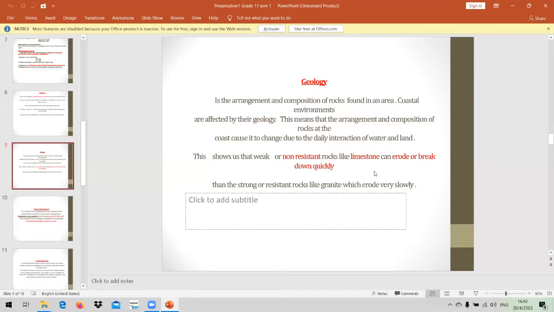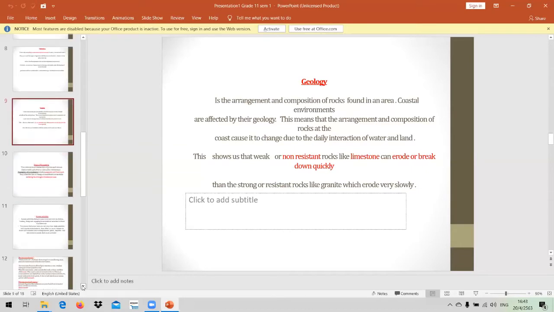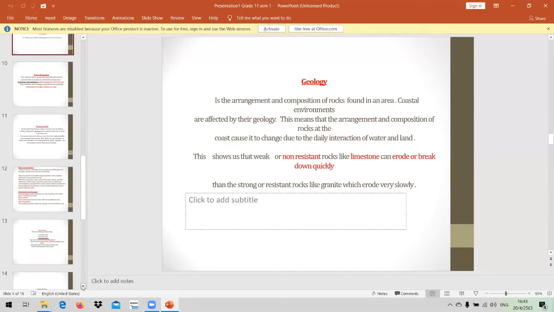This shows us that weak or non-resistant rocks like limestone are eroded or break down so quickly than the strong or resistant rocks. Okay? So please take note of that. I'll ask you, what is geology? Explain the following terms. 1, current. 2, tides. 3, geology.